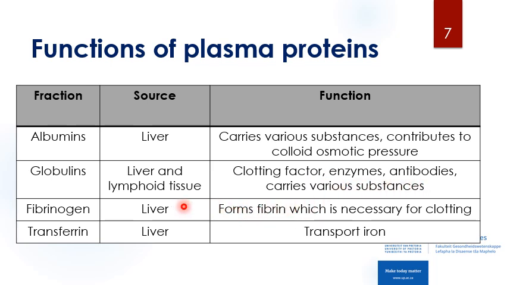Your fibrinogen forms fibrin, which is a very important clotting factor, and we'll discuss fibrin in more detail when we talk about the blood coagulation cascade. And then you also have transferrin, which is another important plasma protein, and it transports iron in your blood. So it carries iron in your blood, and it makes sure that your iron is not filtered out by your kidneys, so you can keep more of this iron in your circulation. And again, we'll talk about this in more detail when we talk about the red blood cells.